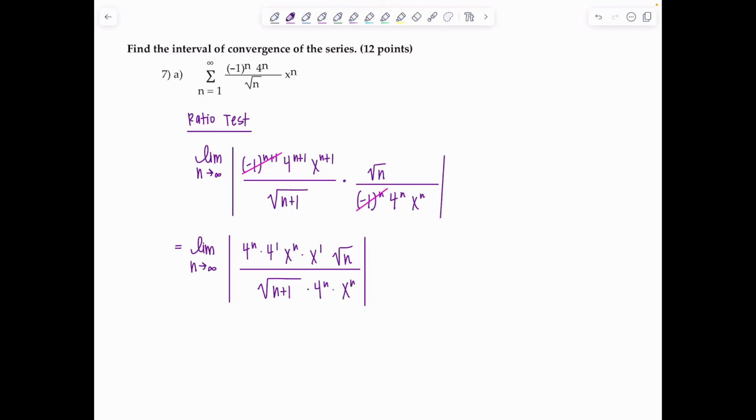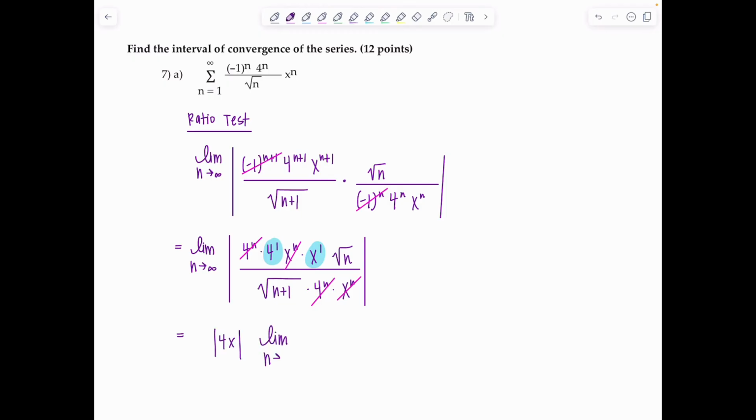Okay, we get to have another cancel party. Great. 4 to the n is gone. X to the n is gone. Oh, that helps. Now look here, we're taking the limit as n approaches infinity. So 4 and x are constants in this limit, only n is changing. So I can take these guys outside. I recommend you do so, but you do have to keep the absolute value on them. So I'm going to keep absolute value 4x like that.